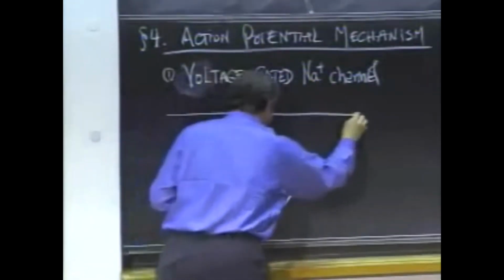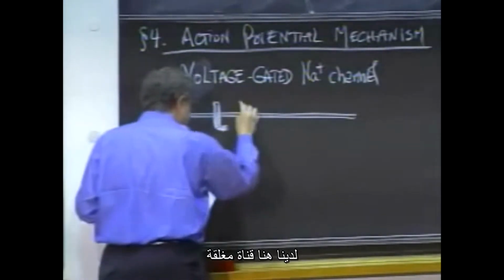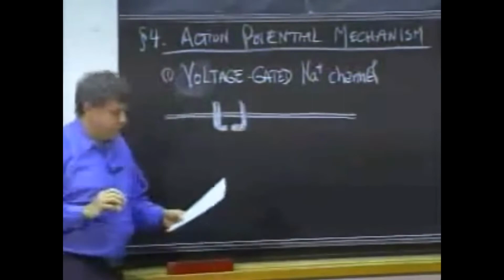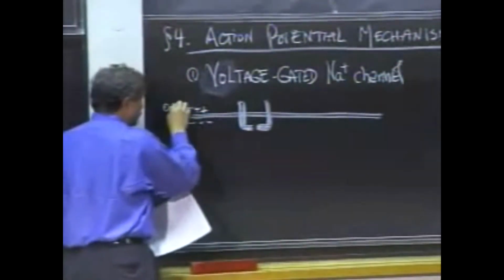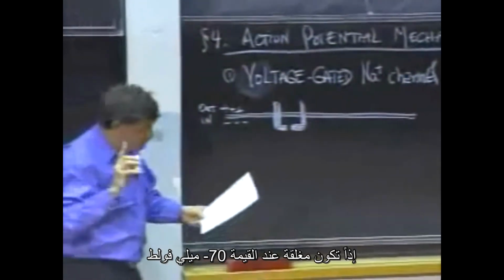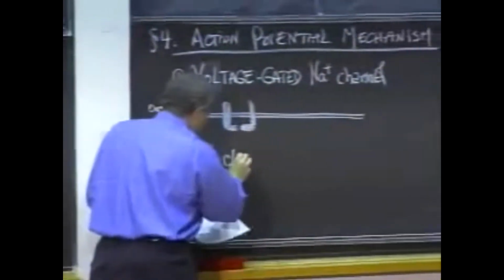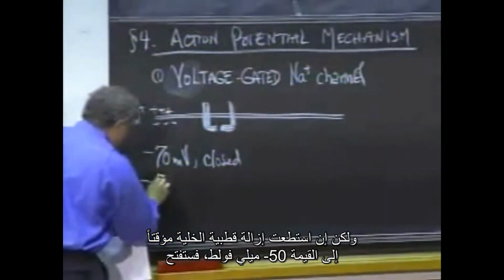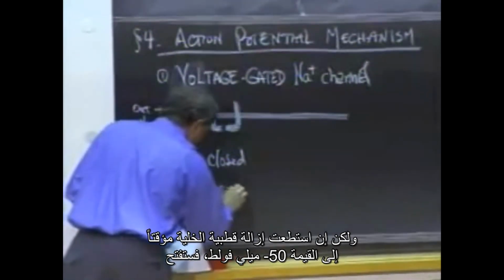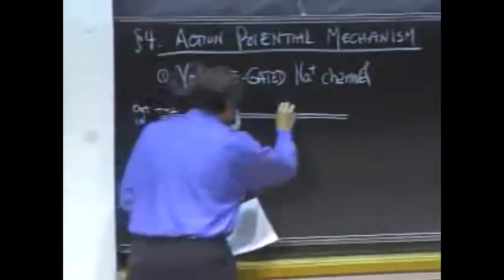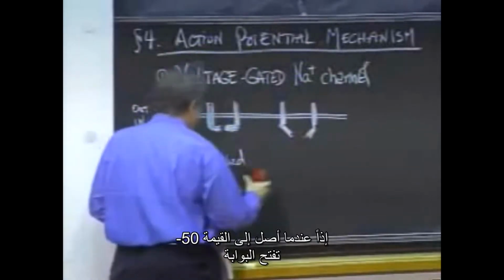Check this out. This guy here is a channel that's closed. At minus 70 millivolts, it's closed. But if I can transiently depolarize the cell to minus 50 millivolts, it opens, and it admits sodium.